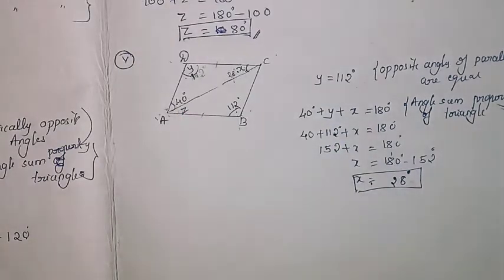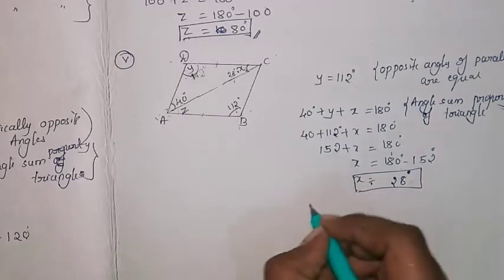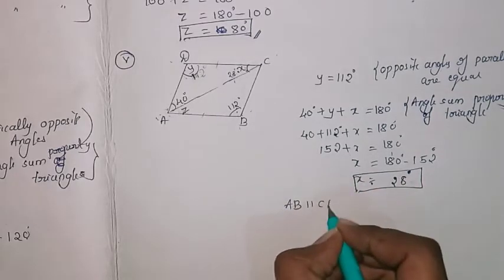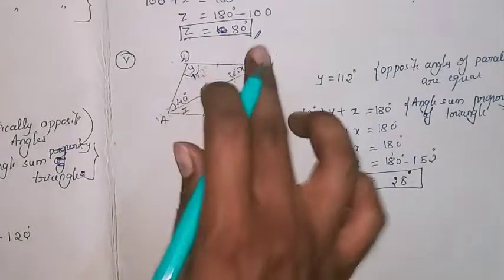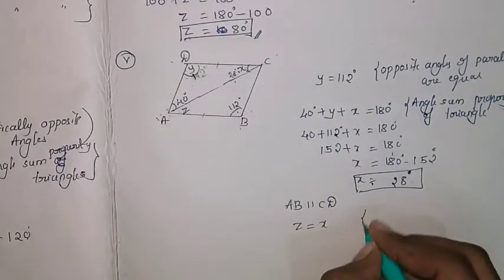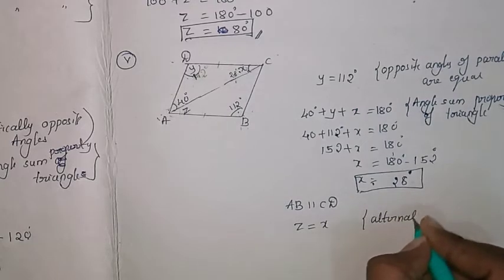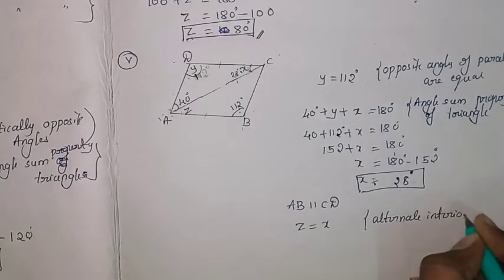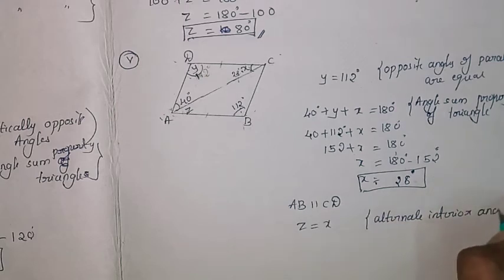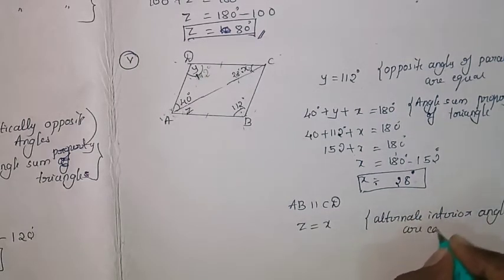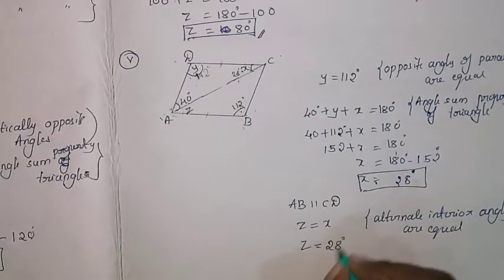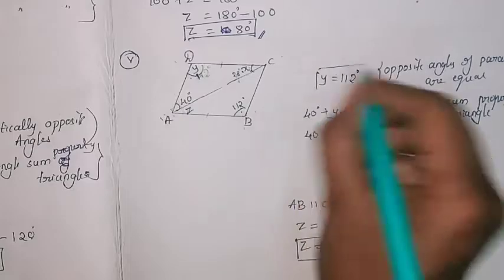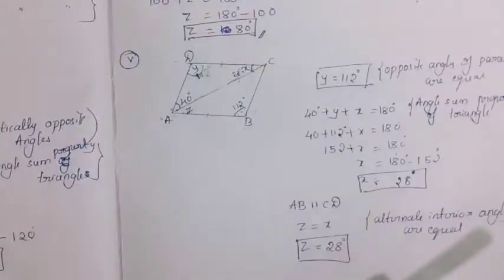So we can write that. For that, what do you have to write first? AB is parallel to CD, and here z is equal to x, because these are alternate interior angles, or you can write interior alternate angles also. Angles are equal. So here z is equal to the x value, that is 28 degrees. So we have found the x, y and z values. So this is about the fifth problem. Let's move on to the next problem then.